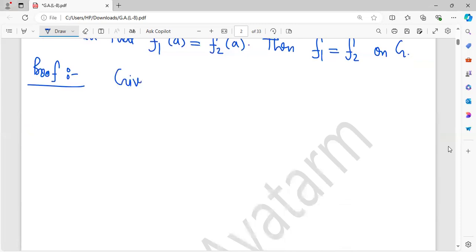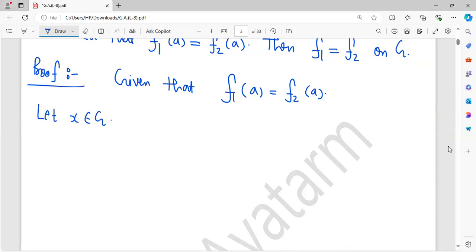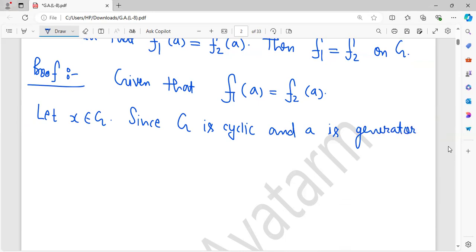Given that F1 A is equal to F2 A, let x belong to G. Since G is cyclic and A is a generator of G, there exists an integer k such that x is A to the power k, because every element of a cyclic group is some power of the generator.